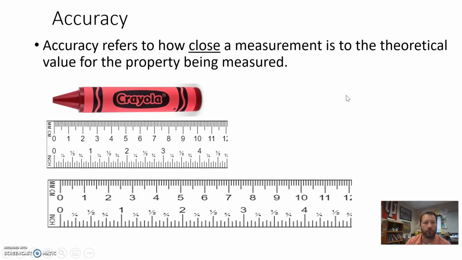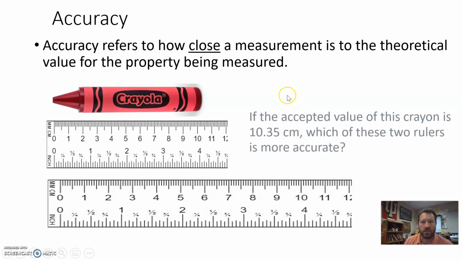All right, so starting off with accuracy. Accuracy is a measure of how close the measurement you make in lab is to the theoretical measurement for the property being measured. Theoretical means the actual value, the real measurement, the one that's been accepted universally as the correct answer. So when you go into lab and you make a measurement, how close are you to what is generally considered correct, the theoretical value?